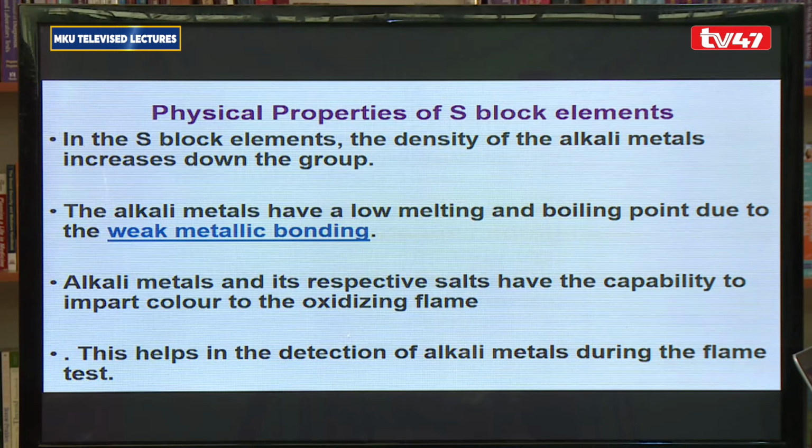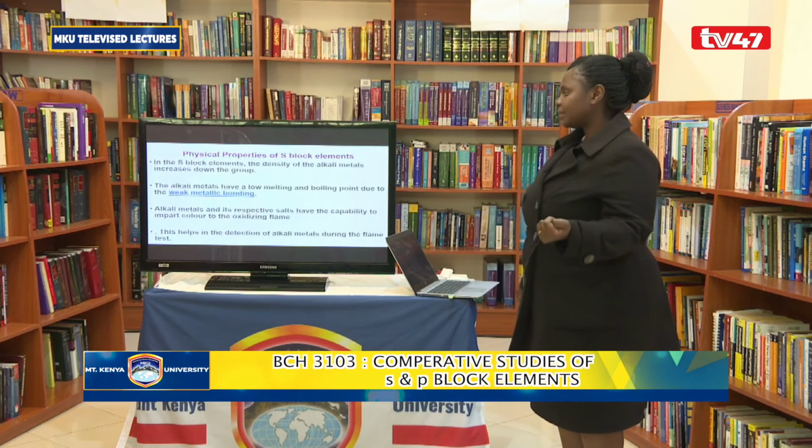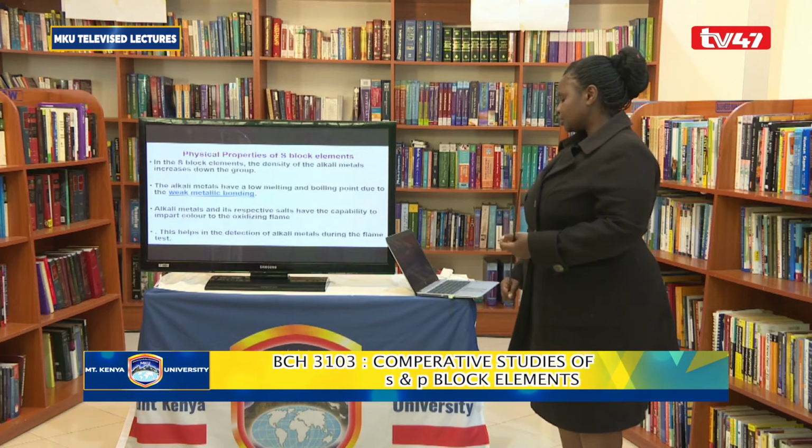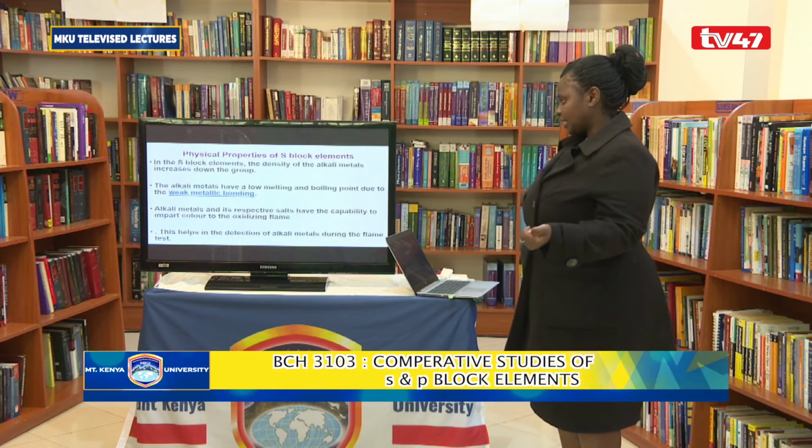So when the size of the atom is much smaller and the effective nuclear charge is high, the metallic bonds that are formed are normally strong, and the melting points and the boiling points also are high. Because of having these weak metallic bonds, we are able to cut sodium with a knife, potassium with a knife. So the alkali metals are very soft. They are very soft because of their big atomic radius and the weak metallic bonds.